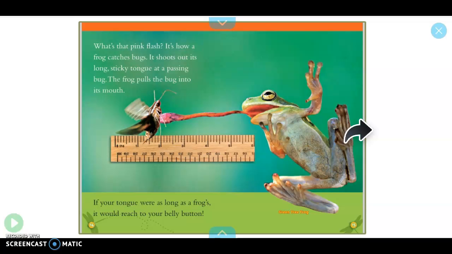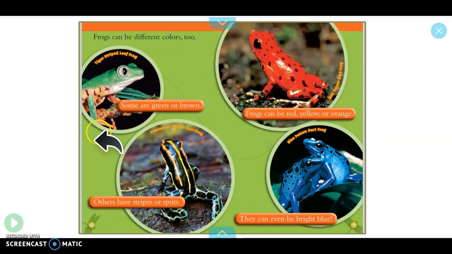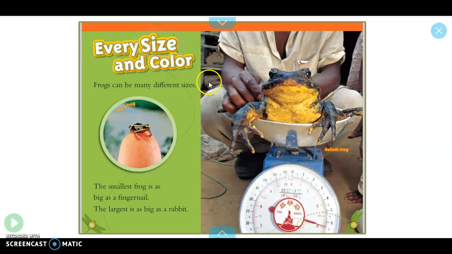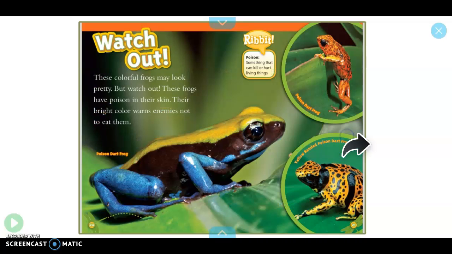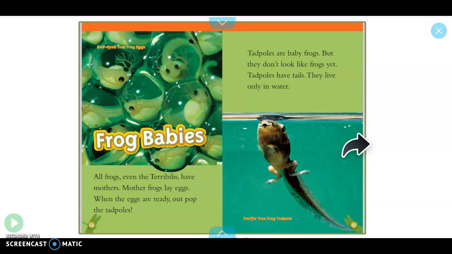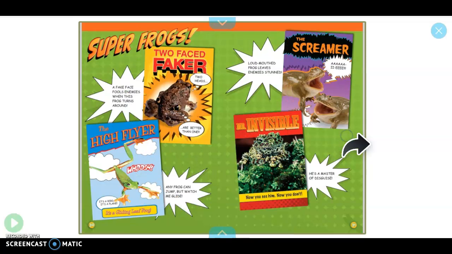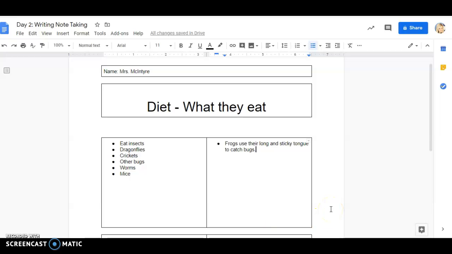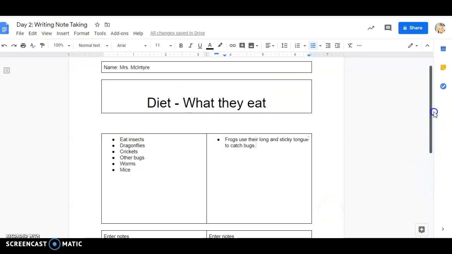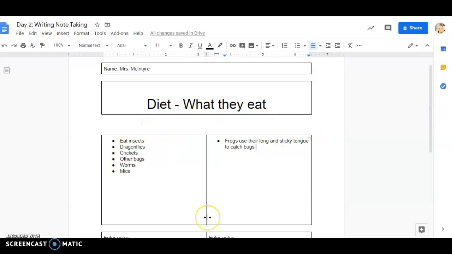Let's see. Oh, so now we're at every size and color. I could skim this section too, but since it's already done talking about their diet, I don't think they're going to tell me what other types of animals they eat. I'm just going to quickly check, that's frog babies. So I think that's going to be it on this book to tell us their diet. It's okay if you don't fill up all the boxes. These are our notes that I learned from this book.